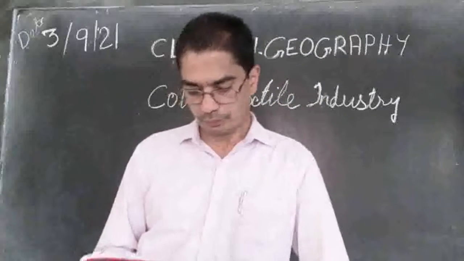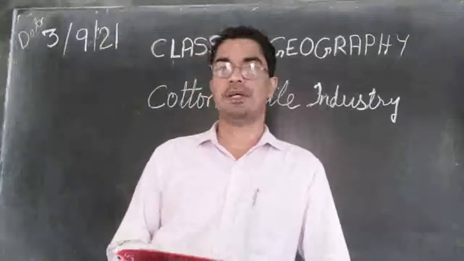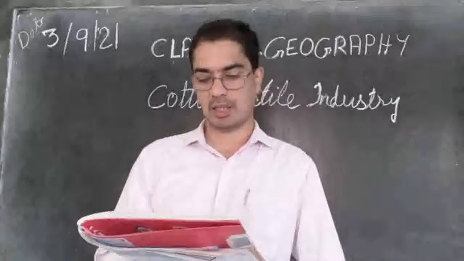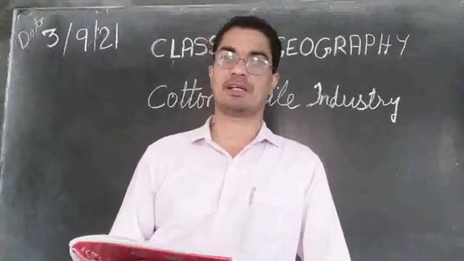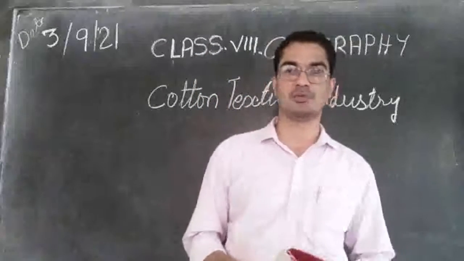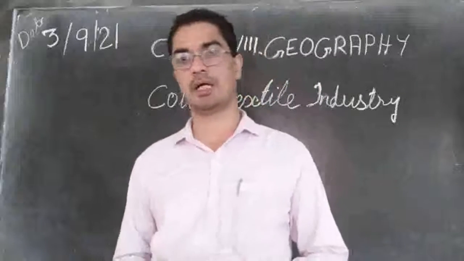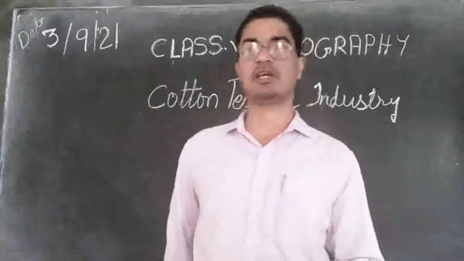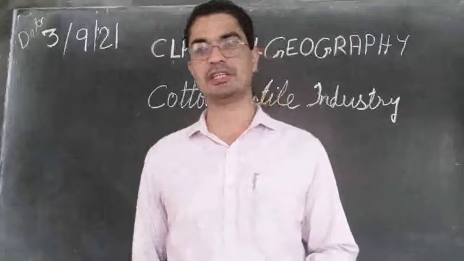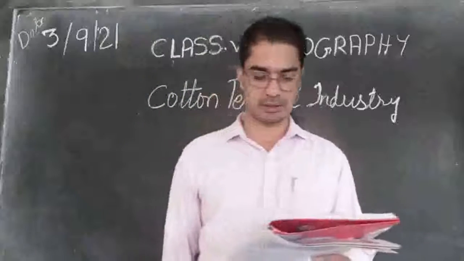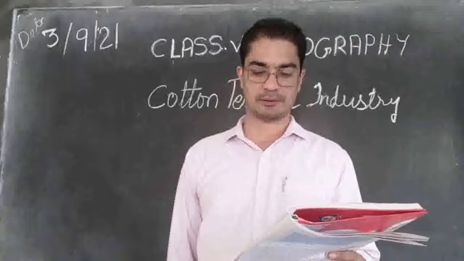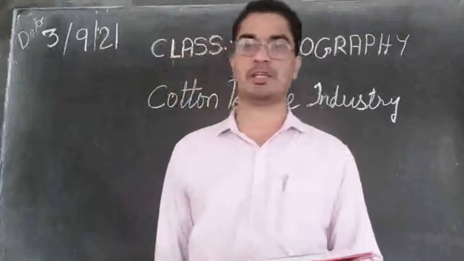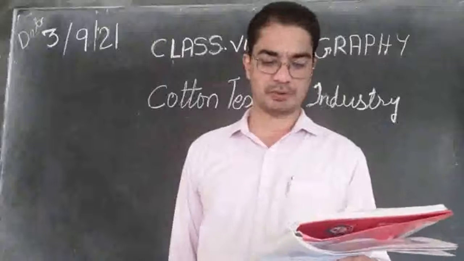Today India, China, Japan and the USA are the important producers of cotton textile. You can underline. Which are the countries at present leading in the production of cotton textiles? India is one of the leading countries. After India it is China, Japan and USA. These are the countries that are leading in the production of cotton textile items.